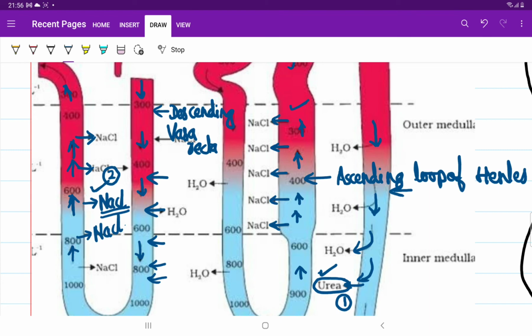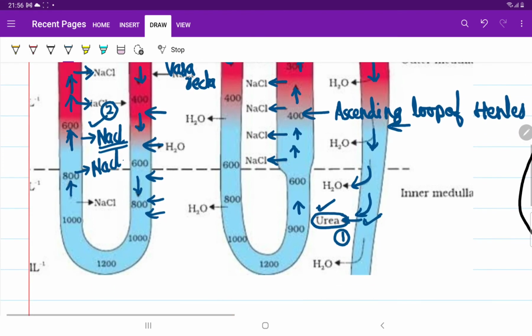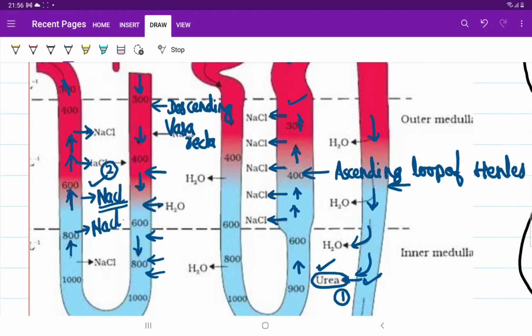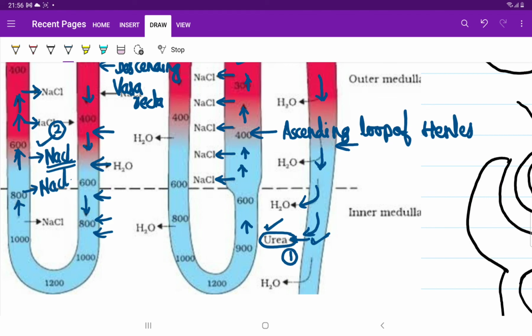Which part of the tubules of the nephron absorbs urea? It is the collecting duct that absorbs a little bit of urea. What will be the result when the urine is not concentrated? If the urine is not concentrated, our urine will be multiple times diluted.